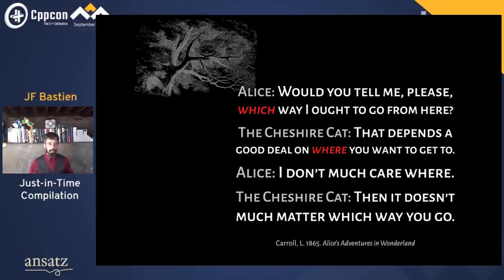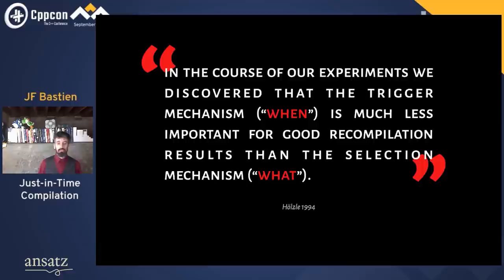It's in a paper by Urs Hölzle, where he says, in the course of our experiments, we discovered that the trigger mechanism, when, is much less important for good recompilation results than the selection mechanism, what. Right? So same as the Cheshire Cat, Urs figured out that what you do matters more than when you do it. And so what you optimize is way more important than when you optimize it for longer term payoffs. So maybe you can take a bit more time and optimize the important functions, look at what's actually hot, look at what the behavior actually is, and what you need to include inside your optimization instead of optimizing the first thing you see. And that's kind of interesting.